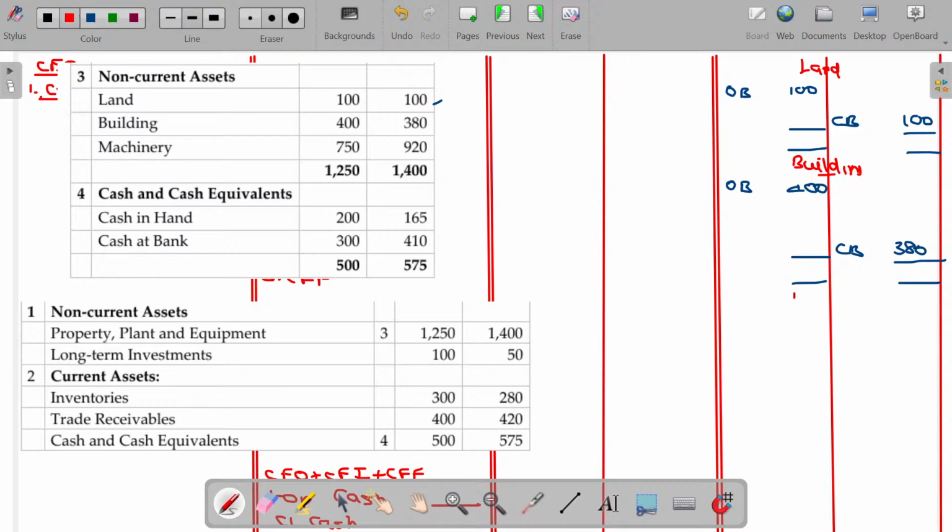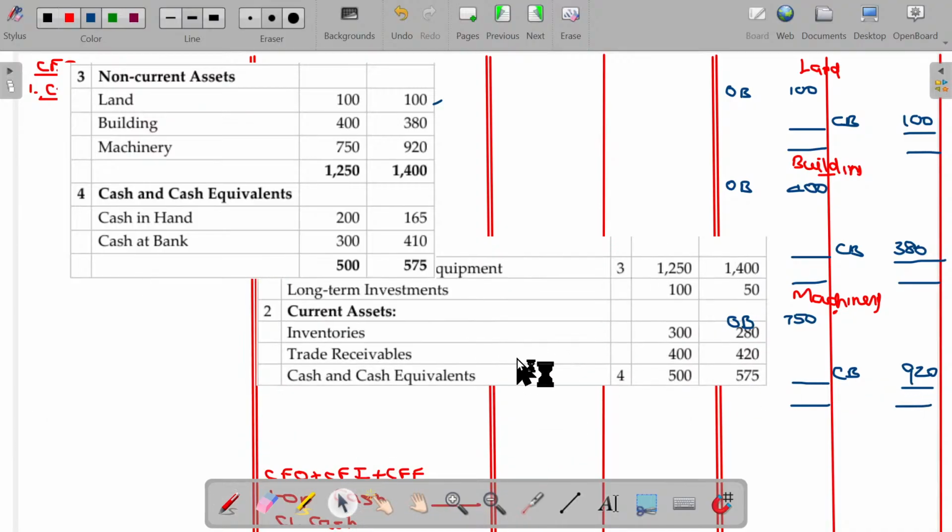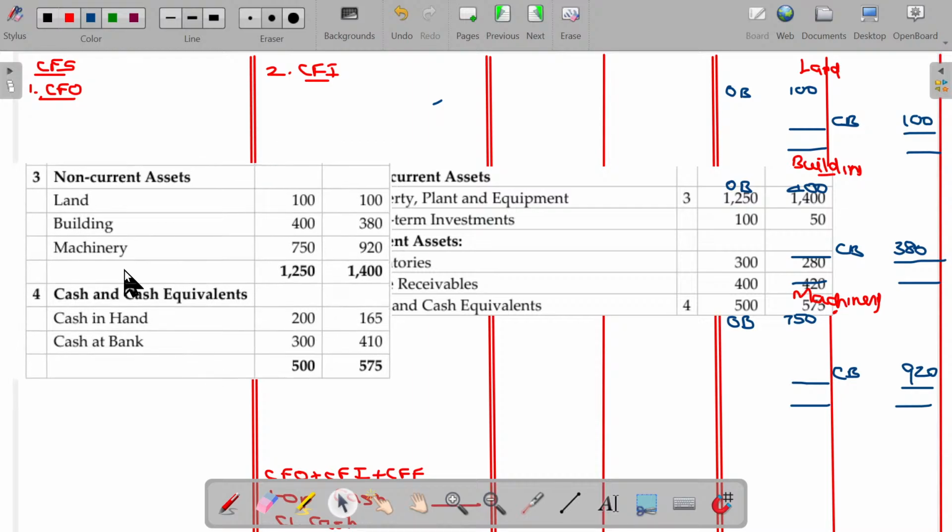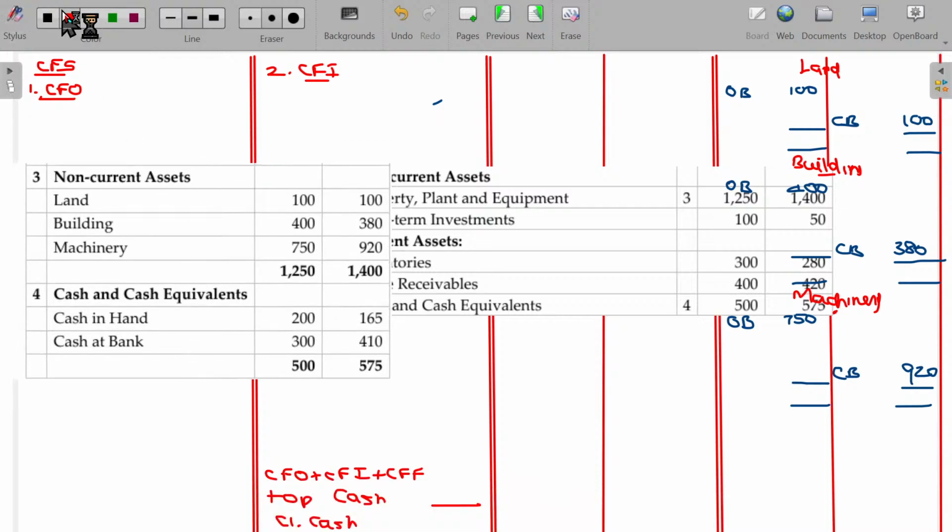Machinery. Opening balance should be in the debit side: 750. Closing balance here 920. And cash in hand and bank, you can put the value in total. Opening cash balance, being cash and bank both put together, will be posted here. Cash, bank and marketable securities and all. Closing being 575.